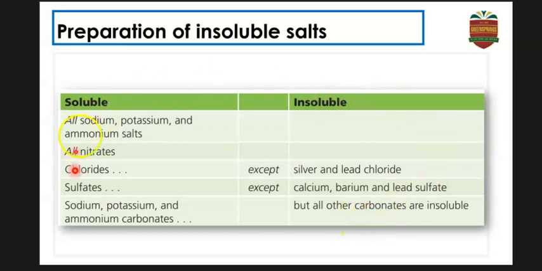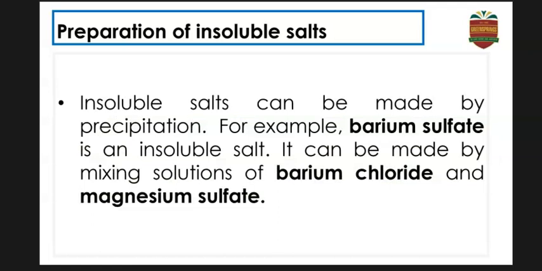Insoluble. So this table of solubility, as simple as it is, will help you to identify soluble salts from insoluble salts. Okay? So insoluble salts can be made by precipitation. Now, when you say a substance precipitates, it means that it comes out of the solution. So if I have a solution and suddenly a solid appears in the solution, I would say the solid precipitated out of the solution. For example, barium sulfate.